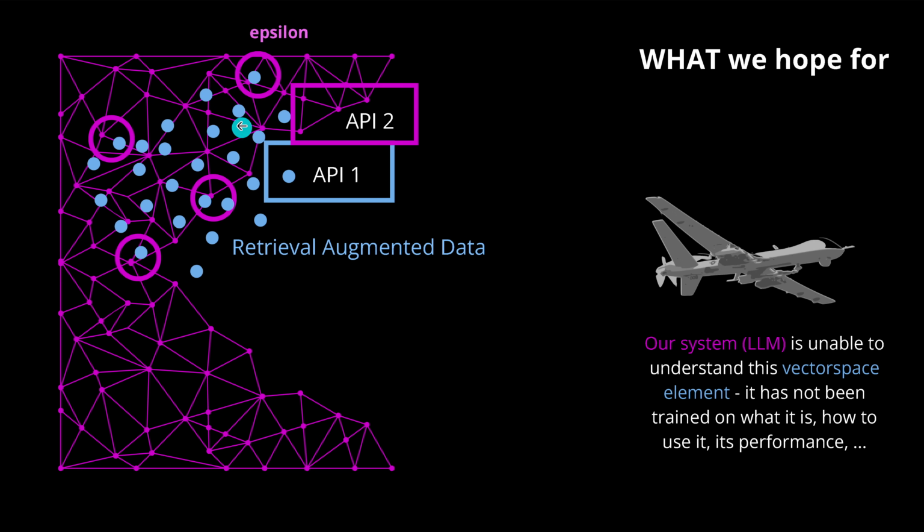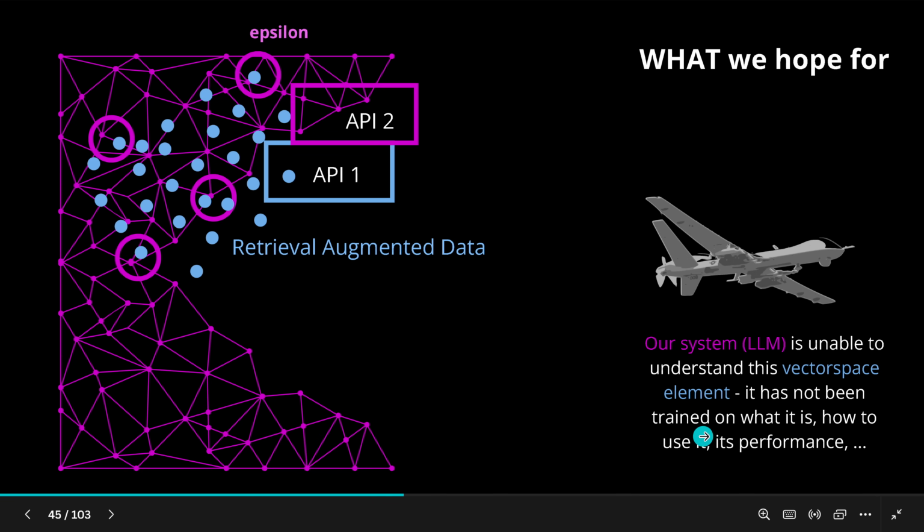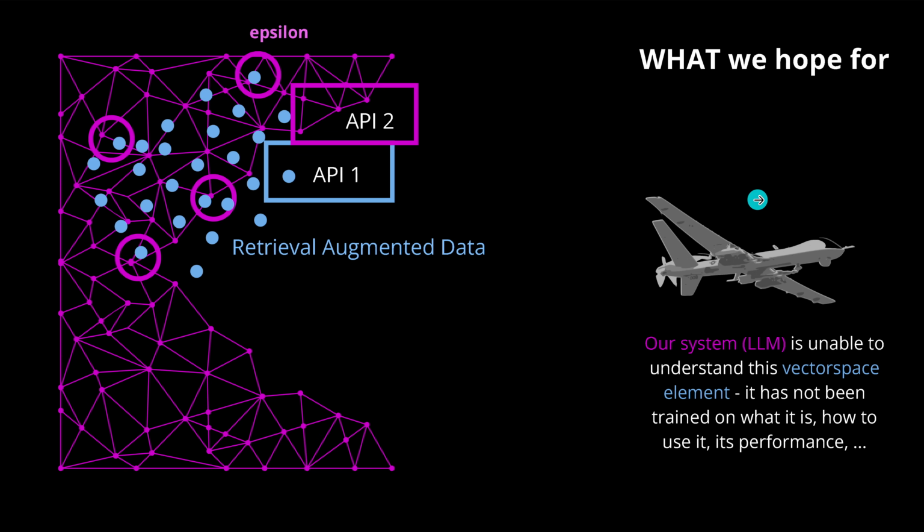Now, if our system, our LLM, has not been trained to understand the functionalities and the possibilities, how you operate a drone, how you integrate a drone in your normal surveillance system, our LLM is unable to understand this vector space element that is now returned from RAG. Because our LLM has not been trained on what it is, how to use it, how to perform this thing. So we have here a semantic incompatibility in this very easy example.